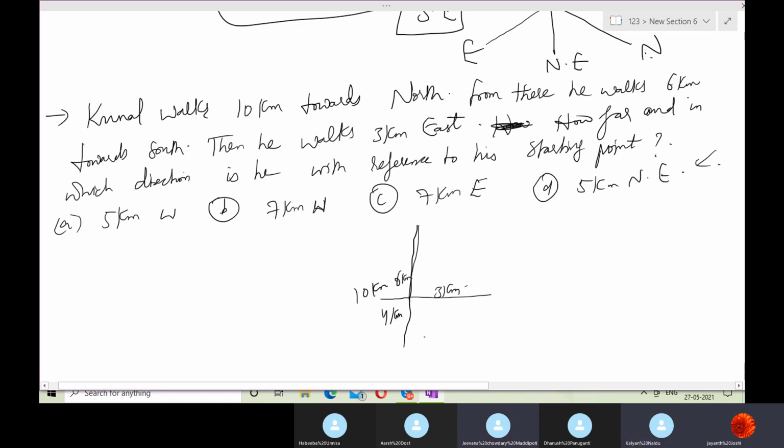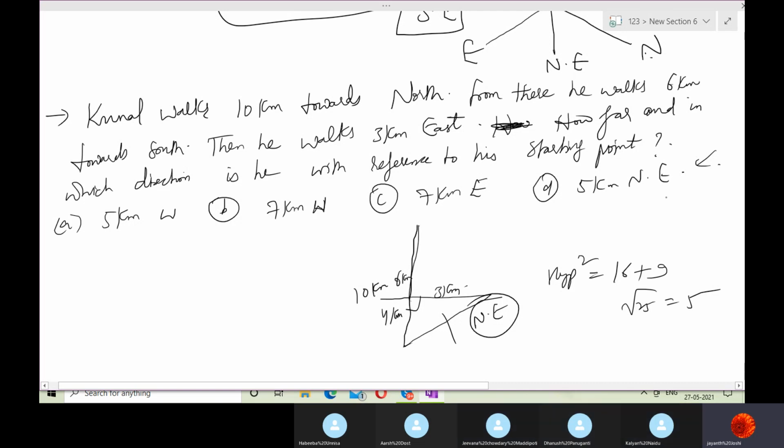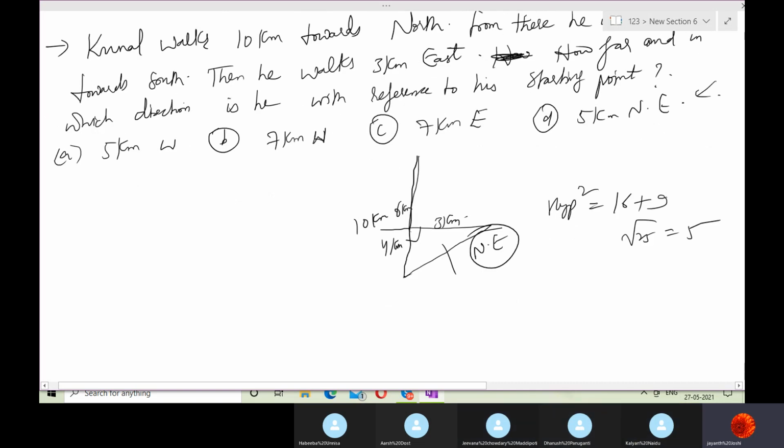So here to here you need to find. The only trick you need to see here is the Pythagoras theorem. They are asking the distance. So hypotenuse square is equal to base square plus height square, correct? So root 25 is 5. And which direction is it? Northeast from here. Okay, now let's see what you'll do for the next two questions.